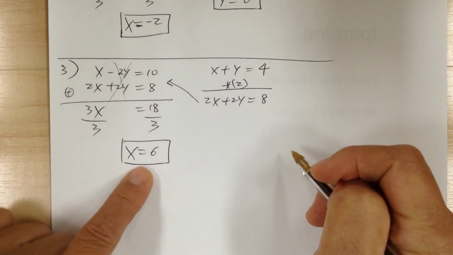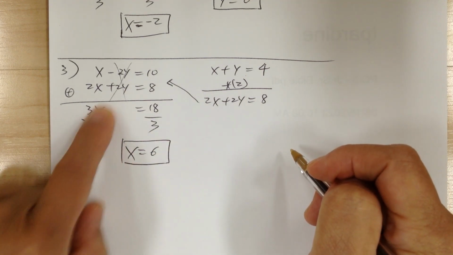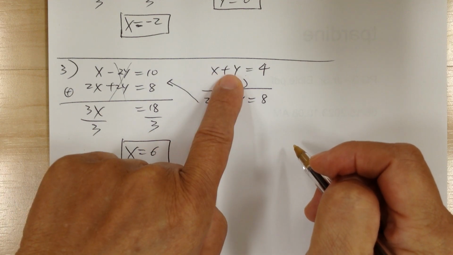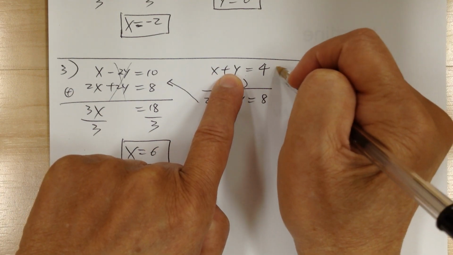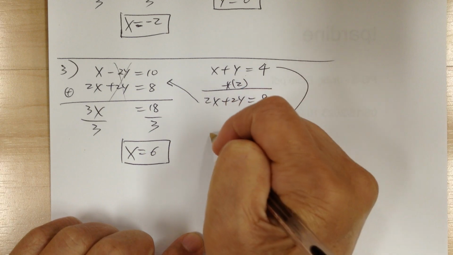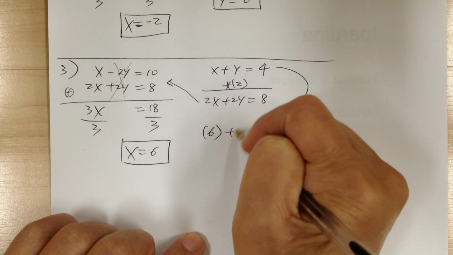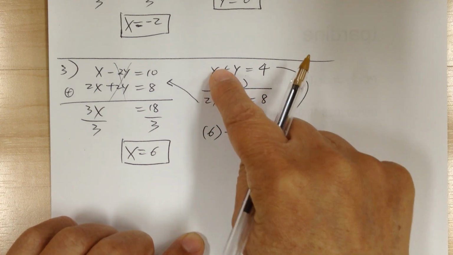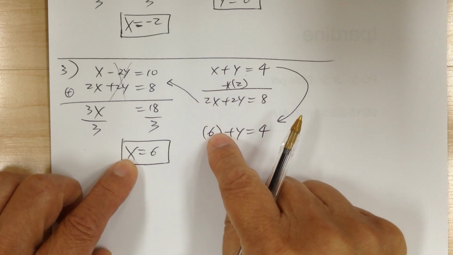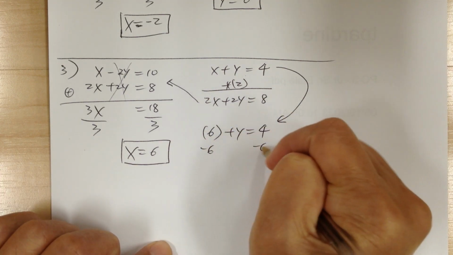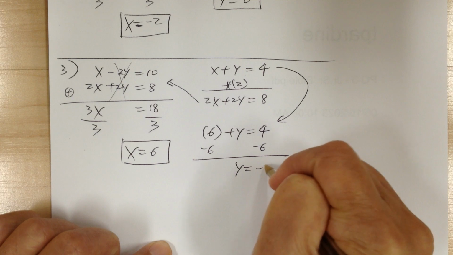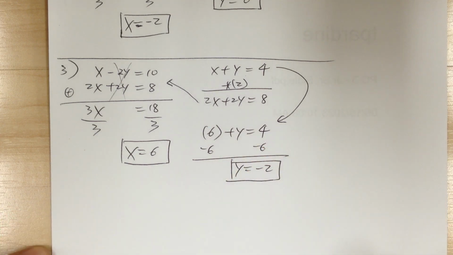Okay. Now once I find x equal to 6, I can look for the y. I'm going to use this equation because this is the easiest equation. Okay, so I get 6 plus y equal to 4. Right? x is 6, so I substitute. Right? So minus 6 on both sides. So I got y equal to negative 2. Okay, and that's it.